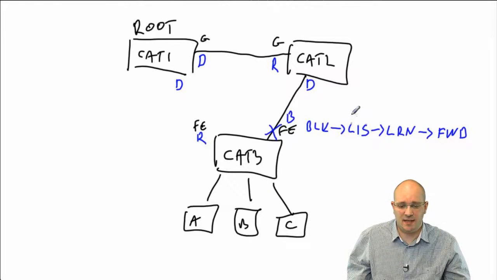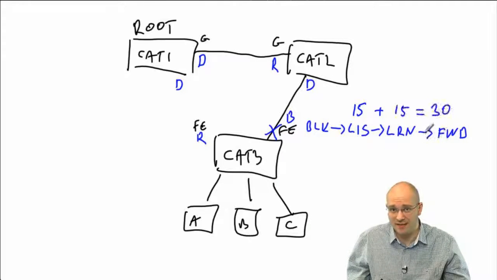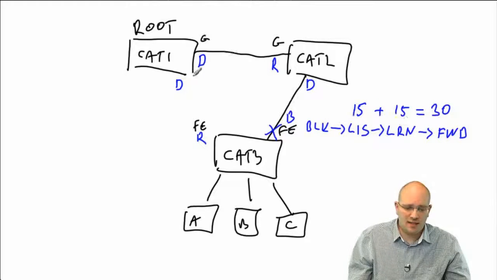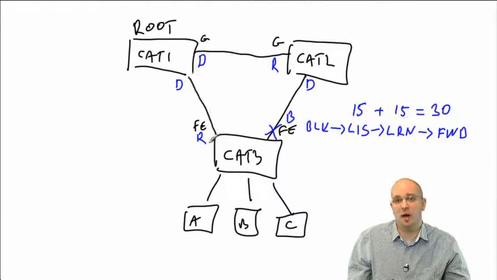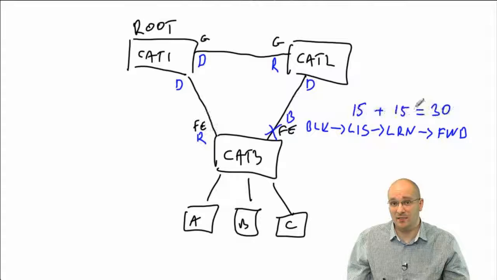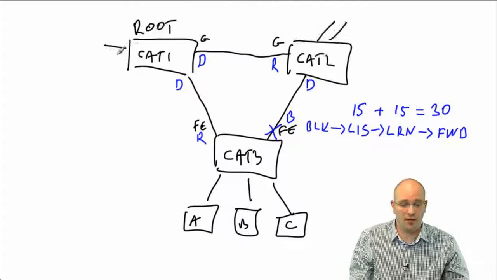In the listening state, it will spend 15 seconds. In learning state, it will spend 15 seconds, which means that this transition is going to take 30 seconds. When this link comes back up, this link now needs to transition to the forwarding state. This one will be immediately blocked, and now this link facing Cat1 needs to go through this transition. That means that for about 30 seconds in this failure scenario, we are not going to have any traffic reaching hosts A, B, and C from any hosts behind Cat2 or Cat1.